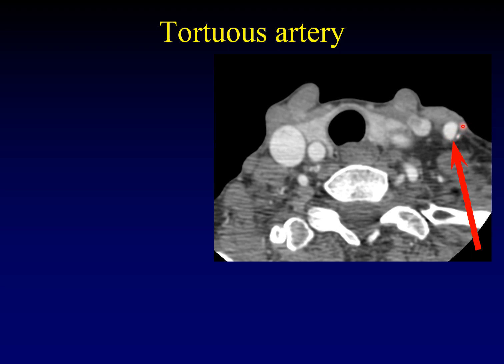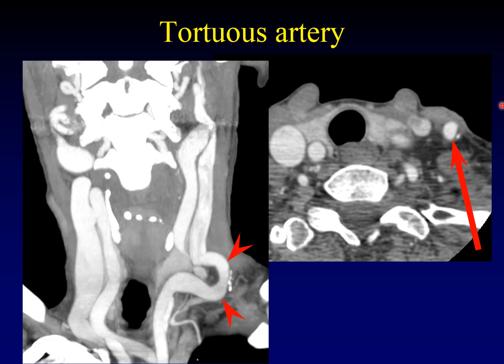This is a palpable mass in the lateral aspect of the neck in the posterior triangle. It's not where the vessels belong. But if you do a reconstruction, you get to see that this is really just a tortuous common carotid artery heading out laterally and creating a bulge in the posterior triangle. It's a conundrum clinically, but an easy diagnosis when you do your reconstruction of your CTA.